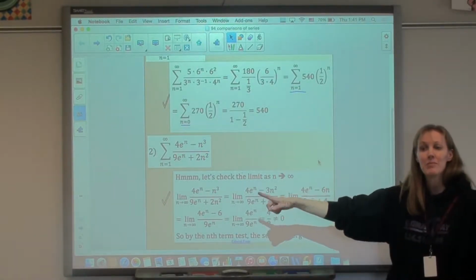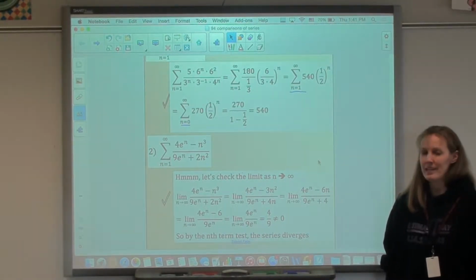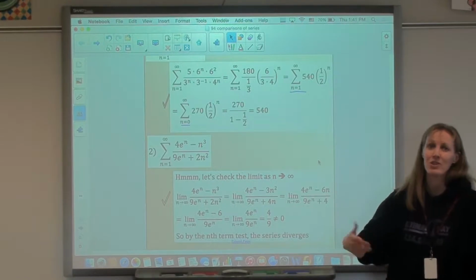Now, if the limit is 0, does that mean it converges? No, it's inconclusive, right? The only one that's conclusive is if it's not 0, then you know it diverges.